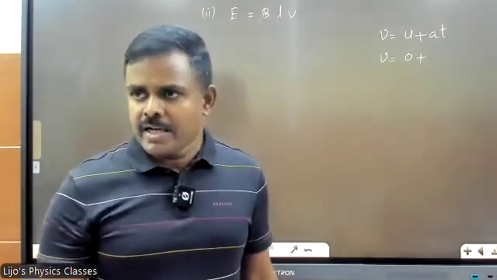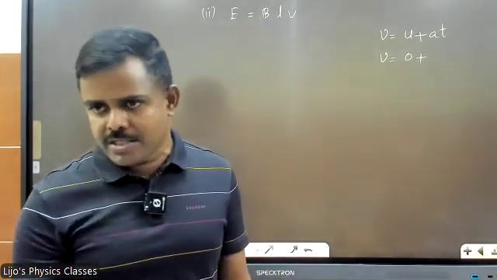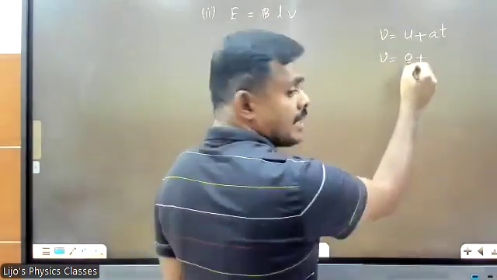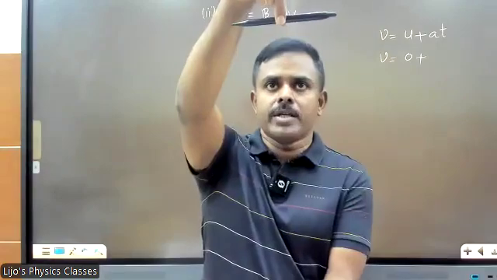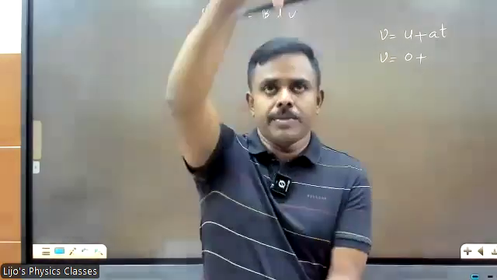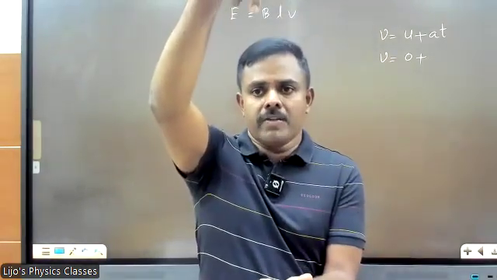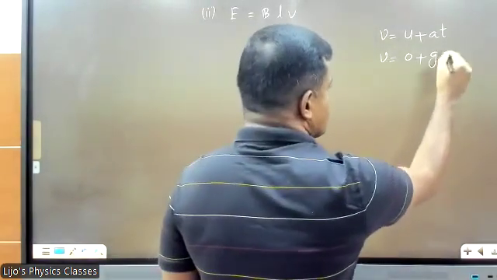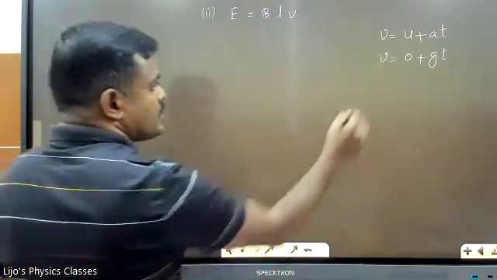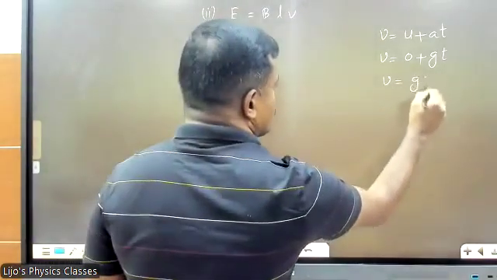Starting from rest. I said already, starting from rest. Correct. Rest means initial velocity should always be 0. Even otherwise, when something is dropped, you take the initial velocity as 0. Got it? 0 plus acceleration, which is g, into time. So v is equal to g into time.